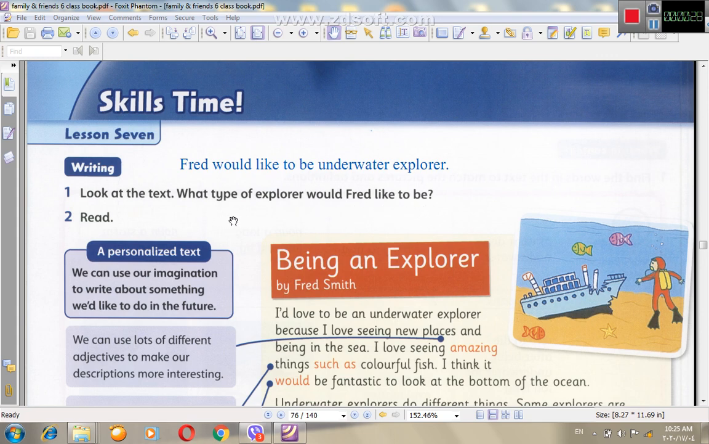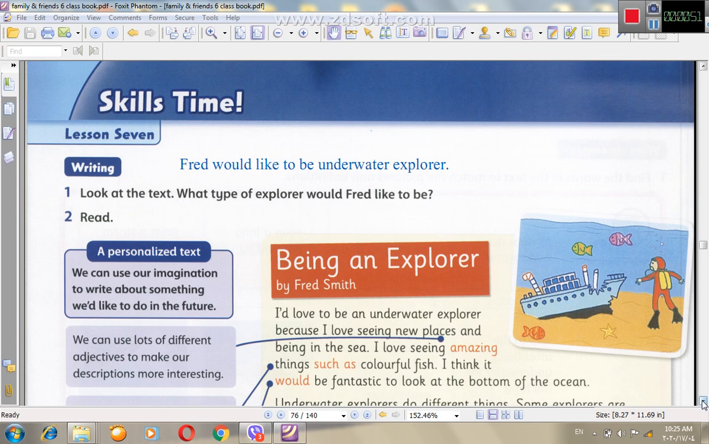And if I ask you what type of explorer would you like to be in the future, let's say just like Fred, he wants to be an explorer, but which type of explorer? What type of explorer would Fred like to be? Fred would like to be underwater explorer. Underwater explorer.